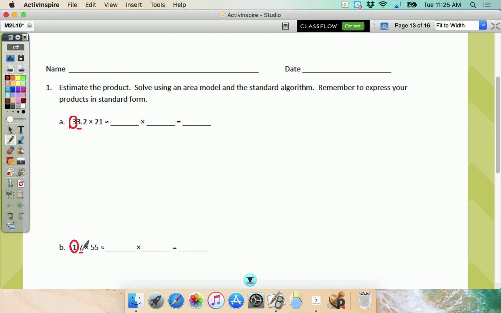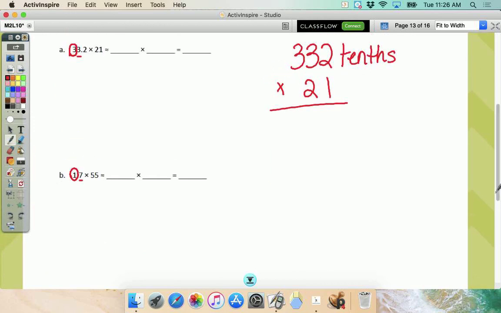Okay? And then when you write the problem, you're going to write 332 tenths times 21. And remember, boys and girls, I want you to write your answer tenths and then equals a line on both of them. Okay? All right. Good job.